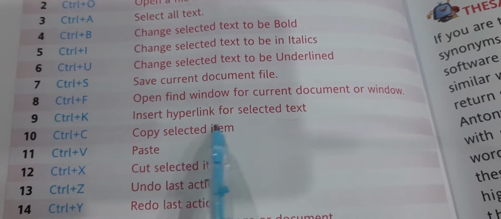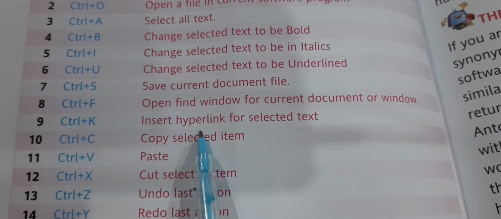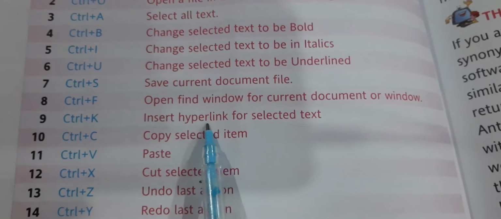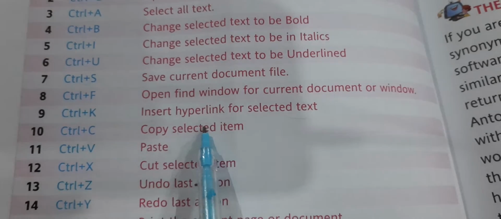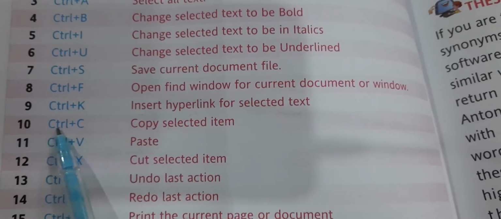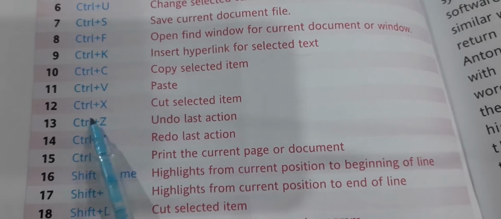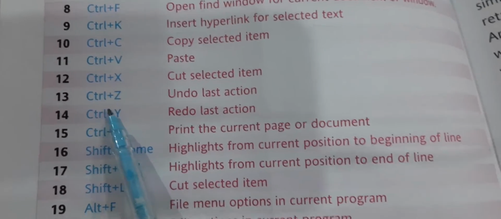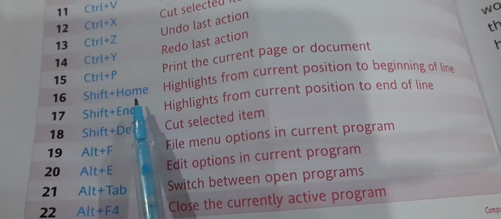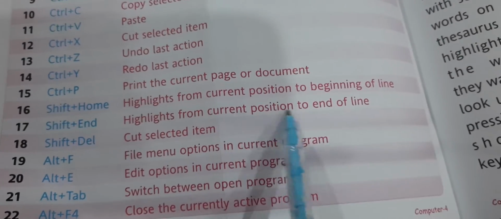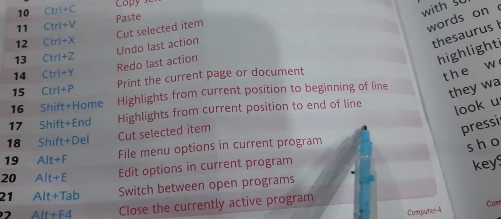Then Control plus K, insert hyperlink for selected text. A hyperlink is text which we use in files related to the internet. In that, when you click on that hyperlink or word, another document opens. So Control plus K, Control plus C for copying, Control plus V for pasting, Control plus X for cutting, Control plus Z for undo, Control plus Y for redo, Control plus P for print, Shift plus Home highlights from the current position to the beginning of the line, then Shift plus End highlights from the current position to the end of the line.